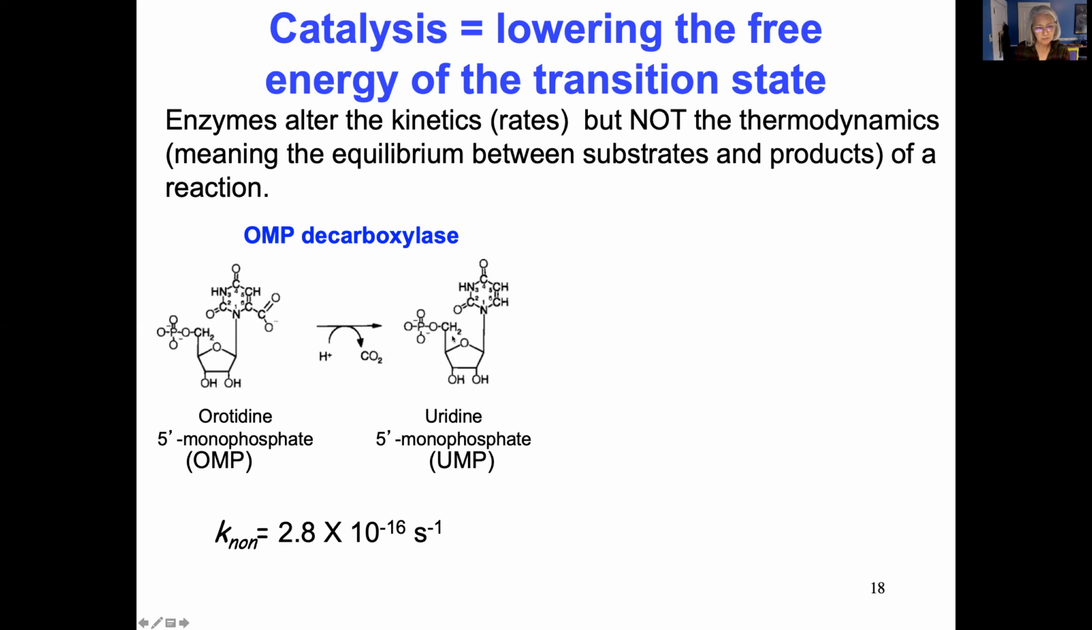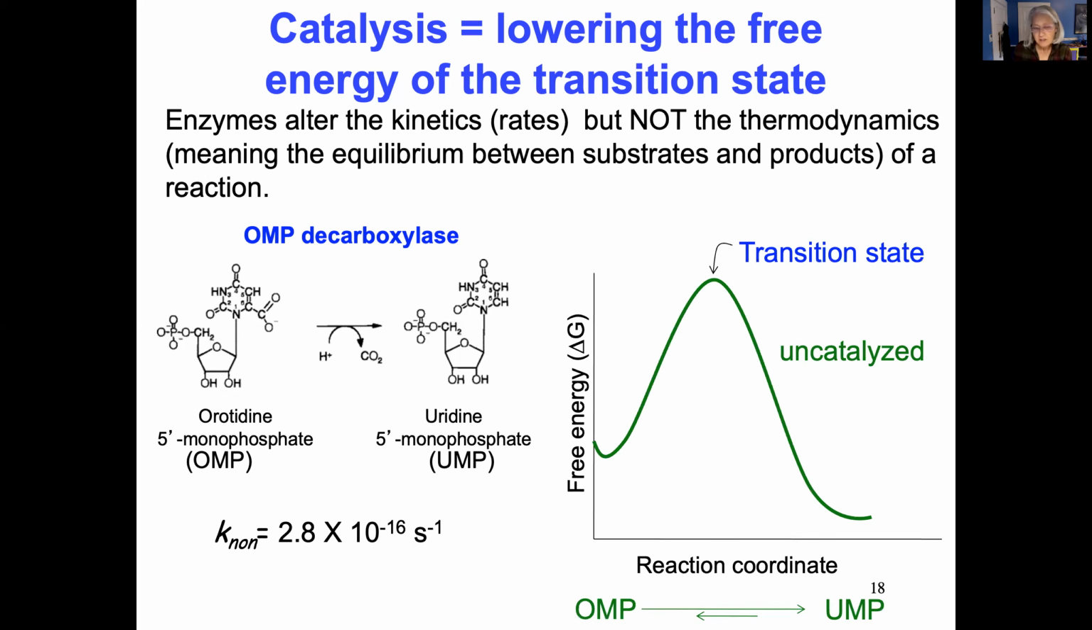Here's the reaction, right? We know the non-catalyzed reaction is very slow. The rate constant for this is 2.8 times 10 to the minus 16 per second, right? So this takes millions of years to occur. It's very slow. And the reason is, if we're looking here at a free energy level diagram, right?